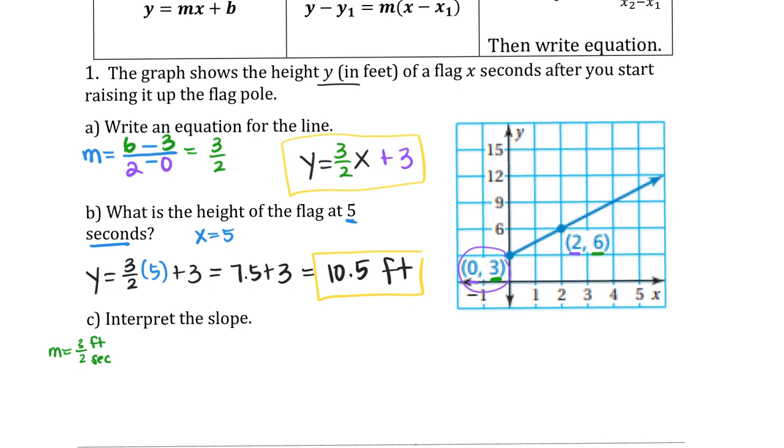So I'm going to read the question. The graph shows the height of the flag x seconds after you start raising it up the pole. So the flag is going up the pole.